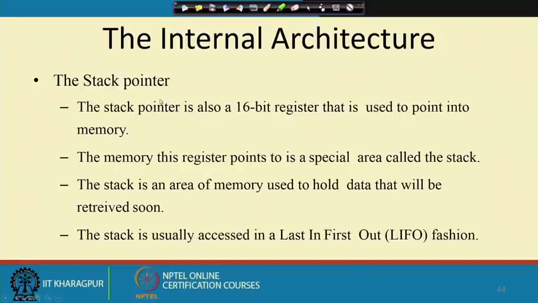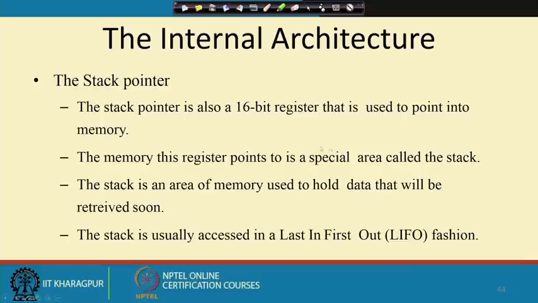Another very interesting register is the stack pointer. This is also a 16 bit register, and it points to a particular position in the memory, a special area called the stack. This is an area of memory to hold data that will be retrieved soon, and it goes in a last in first out fashion. We will come back to this stack later. For the time being, we just understand that the stack pointer is another 16 bit register that points to a special portion of memory called the stack.